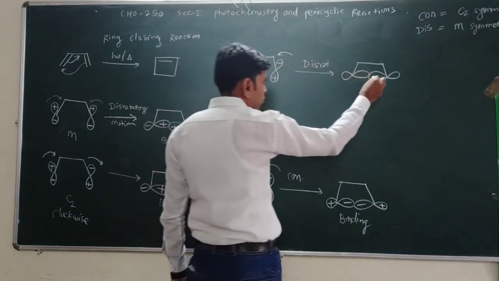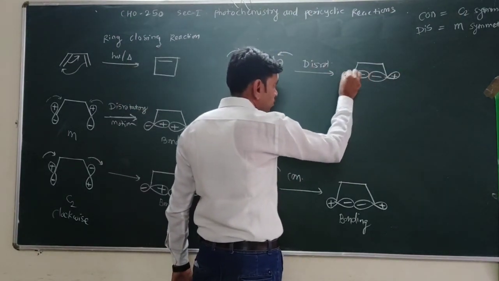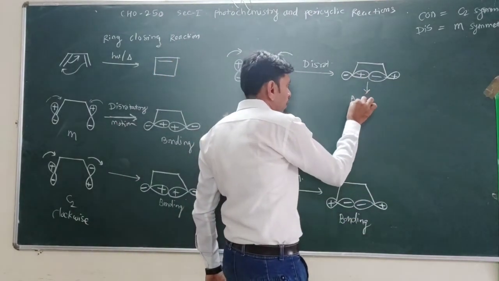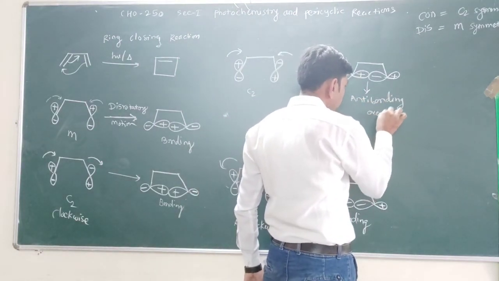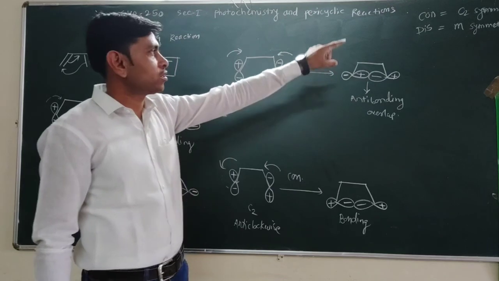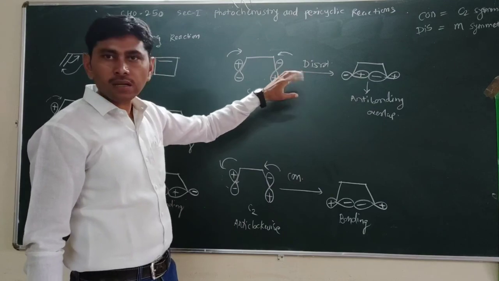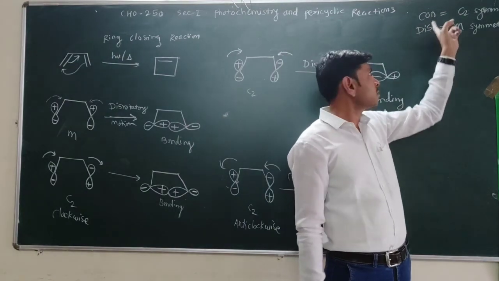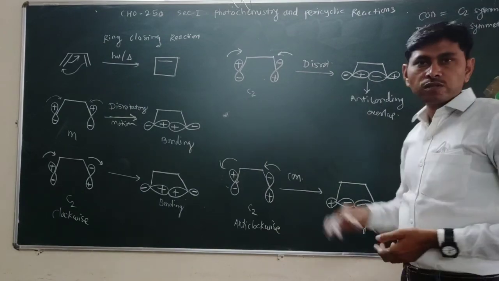See here, it is anti-clockwise, so the negative sign goes here, positive sign goes here. And rotated clockwise, so the positive sign goes here, negative sign goes here. If you observe, it is an anti-bonding overlap, which is not allowed here. That's why C2 symmetry doesn't allow dis-rotatory motion, and in a similar manner, M symmetry doesn't allow con-rotatory motion. So these rules are always followed by the orbitals: con-rotatory motion is always associated with C2 symmetry, and dis-rotatory motion is always associated with M symmetry.